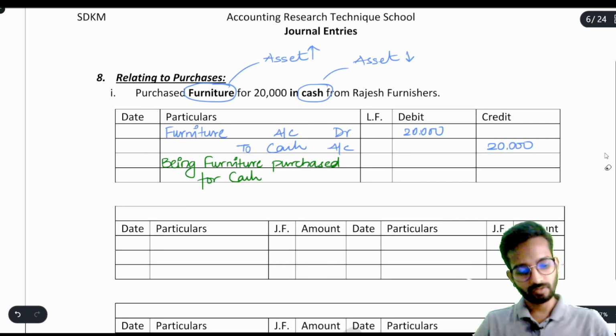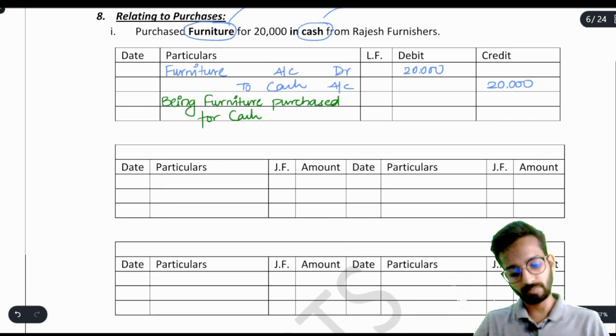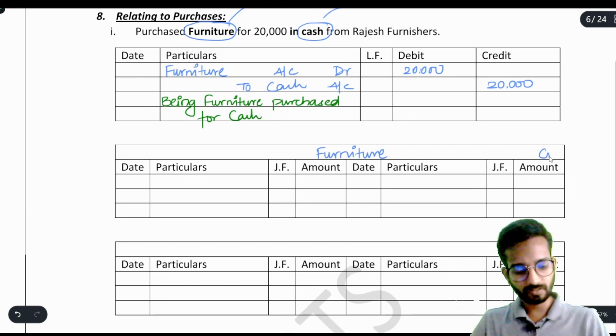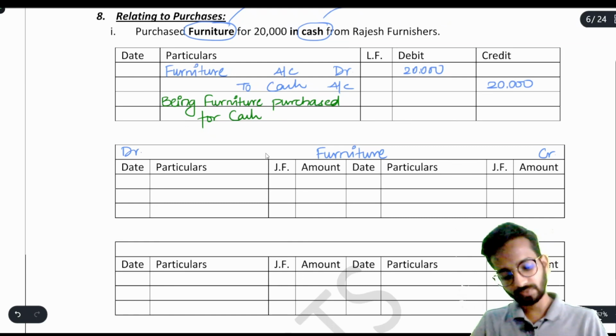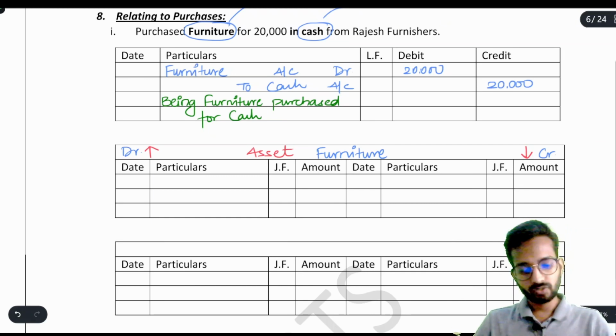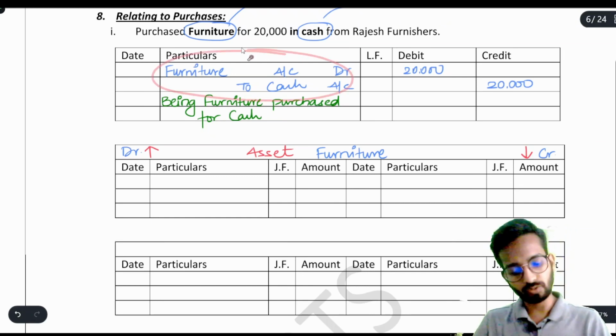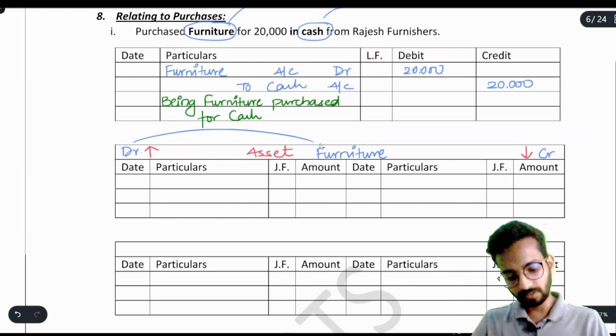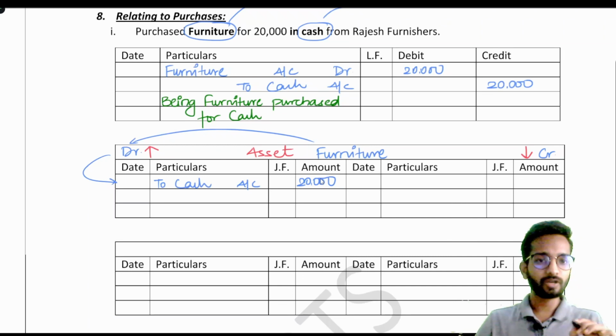Now, after this, what do we have to do? We have to write the ledger accounts. The cash ledger account we already know. I am telling you now about the furniture. Furniture is an asset. When furniture is an asset, we know if it is increasing, we will debit the furniture account. If it is decreasing, we will credit the furniture account. So, according to the journal entry, I will write here furniture account debit to cash account, 20,000. What does this mean? That I have purchased furniture for 20,000 rupees.